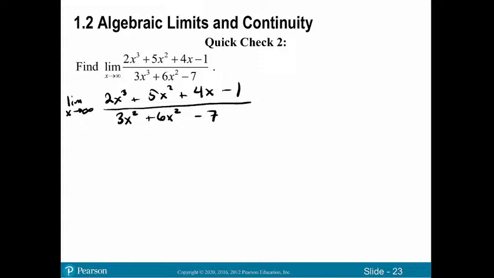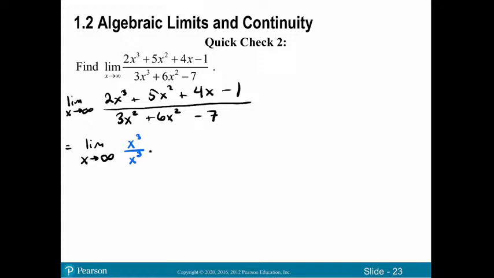Now I'm just going to do a similar technique. I'm going to come down this way this time. This is going to be the same as the limit as x tends to infinity. I'm going to factor out x cubed, that's the highest power, from the top and the bottom.